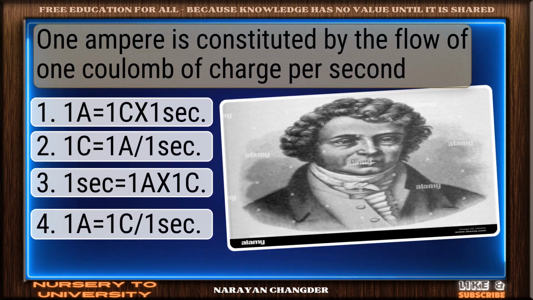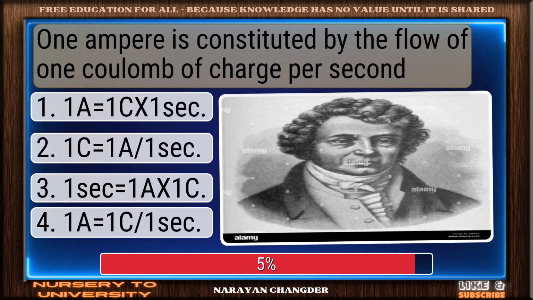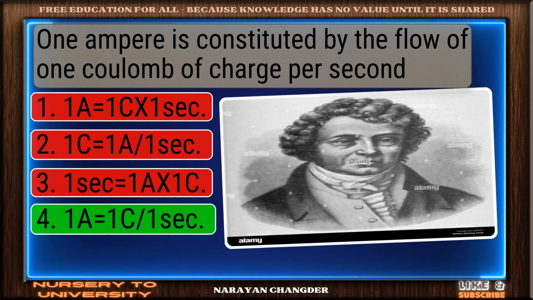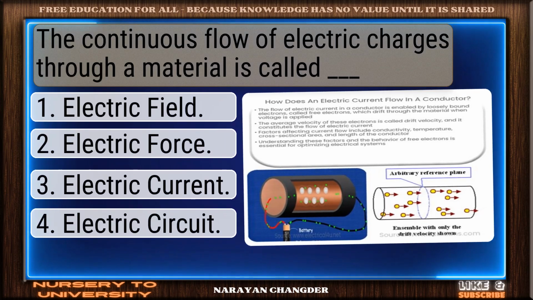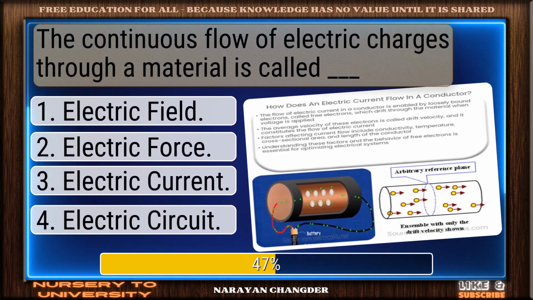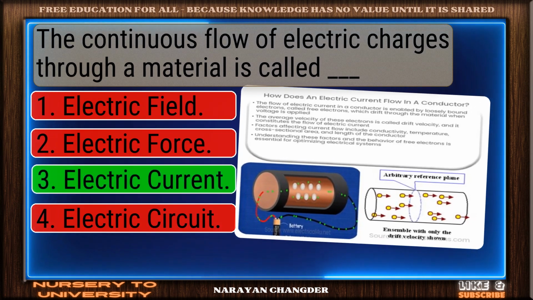1 ampere is constituted by the flow of 1 coulomb of charge per second. Correct response. 1 equal to 1 per second is accurate. The continuous flow of electric charges through a material is called dash. Strong choice. Electric current is right.